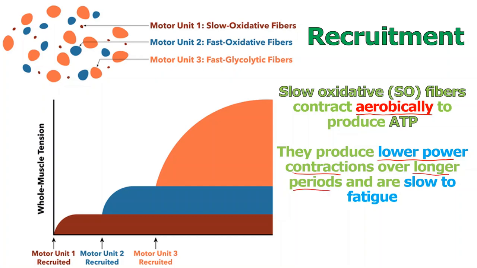Now, they will produce low power contractions, but they will last longer, right? So lower power contractions, again, these are the small motor units, but they will last over longer periods of time, and they're slow to fatigue. Sometimes these are referred to as type 1 fibers or slow twitch. Sometimes they're called red fibers.